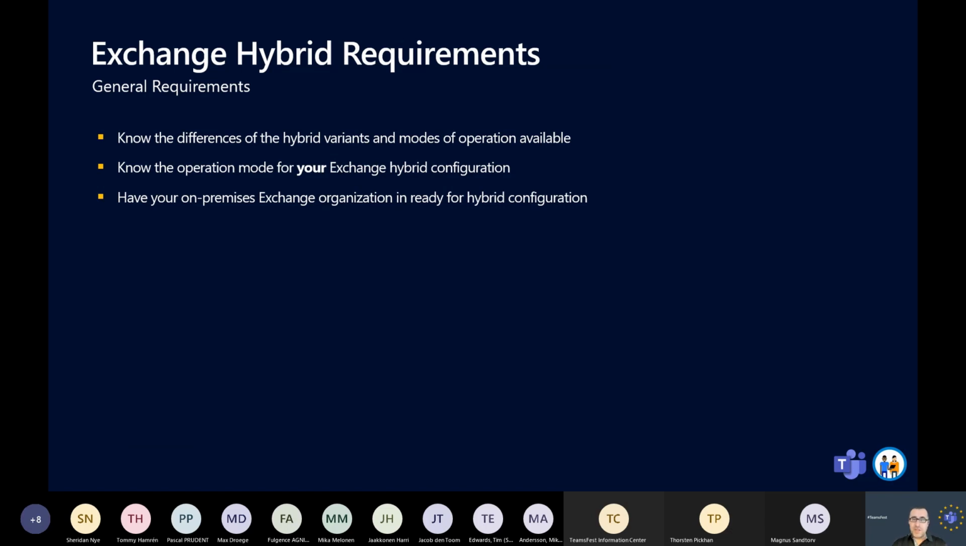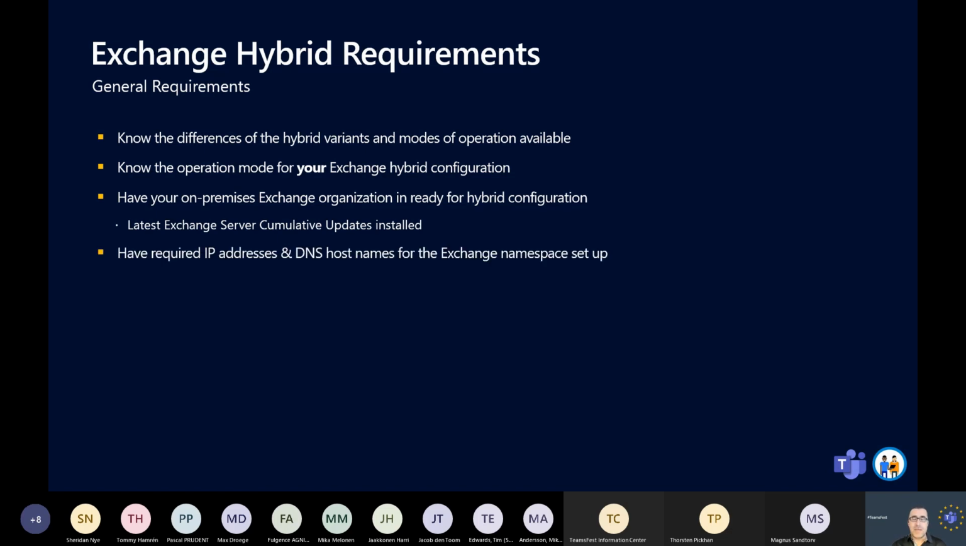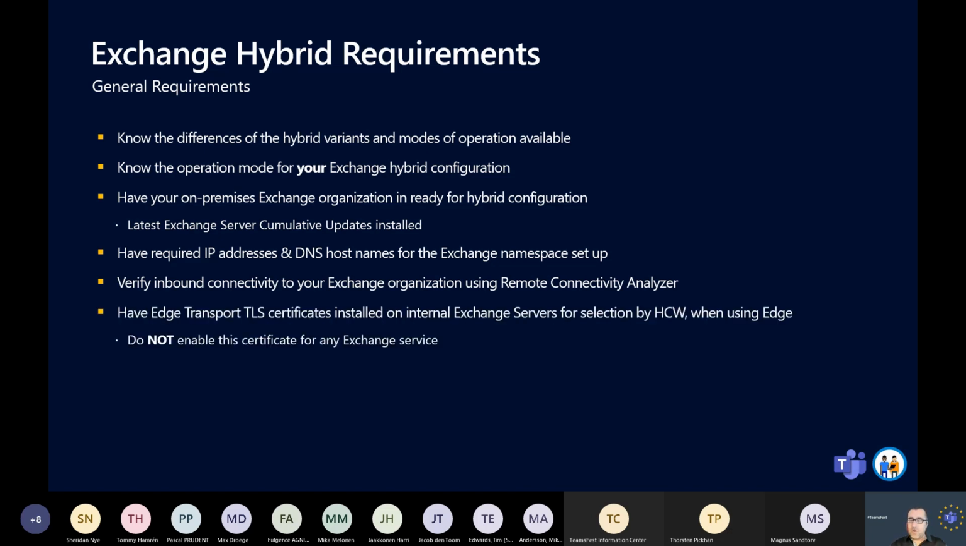Before running the hybrid configuration wizard, ensure that your on-prem environment is ready for implementing a hybrid configuration, which means that you install all the latest cumulative updates, have all your additional public IP addresses in place, DNS hostname set up, have verified the configuration using the remote connectivity analyzer, have set up all your additional Edge transport servers with the certificates, Edge Sync is in place, and when using Edge transport servers, it is very important that the transport certificate used by the Edge transport servers is imported in the certificate store of at least one of your internal servers.